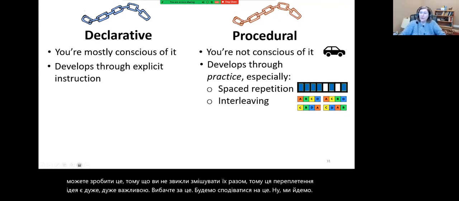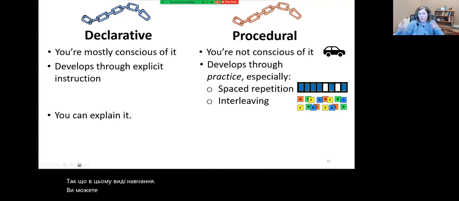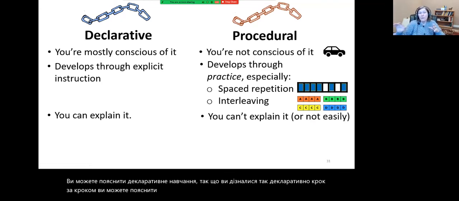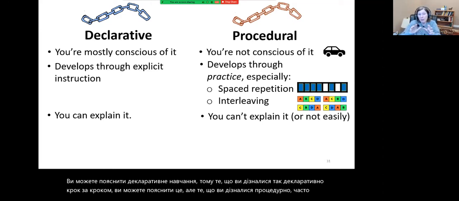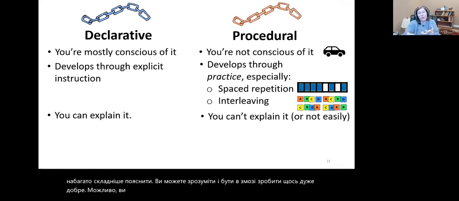In this kind of learning, you can explain declarative learning. So what you've learned declaratively, step by step, you can explain it. But what you've learned procedurally is often much more difficult to explain. You can understand and be able to do something really well. You may not be able to explain it. That's because you've learned it procedurally.